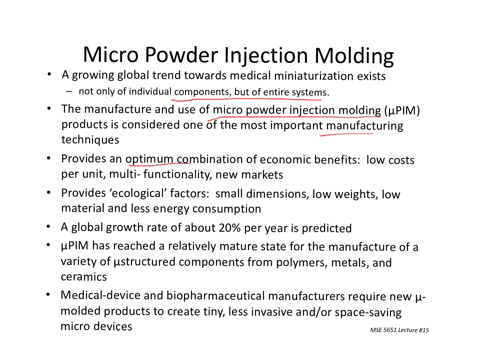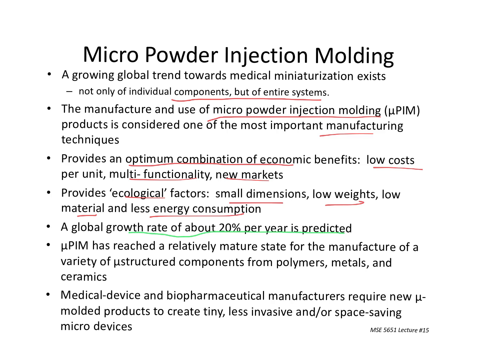You get an optimum combination of economic benefits. Low cost, because you don't have to machine the darn things to these tiny, tiny shapes with tiny, tiny dimensions that are very important. Multifunctionality, new markets. Ecological factors include small dimensions, low weights, low material, less energy consumption. Now they've got this global growth rate of 20% per year predicted. I don't know if that's actually being hit or not. I see that a lot.